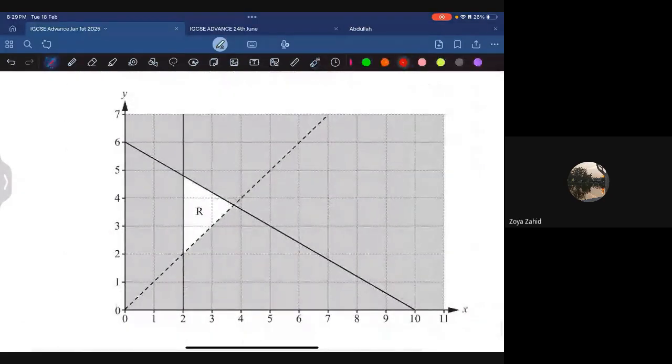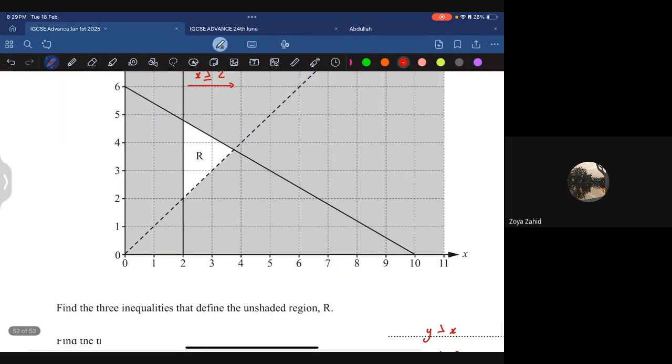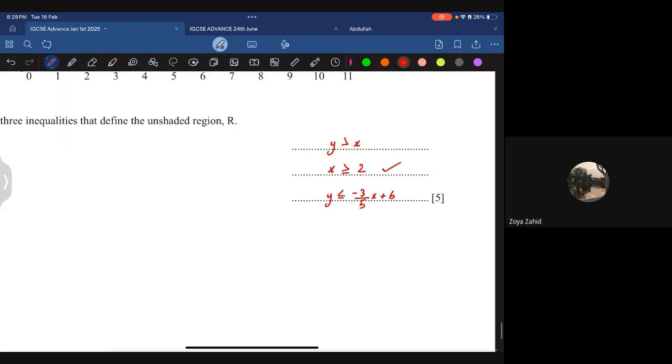The first thing I know is this equation is x is equal to 2. And because I'm shading to the right of this equation, that means that this inequality determines that x is greater than or equal to 2. Clear? Bingo. Well done, Khushi.